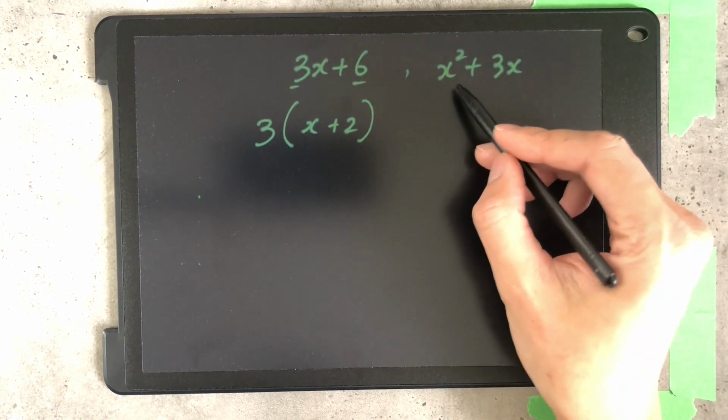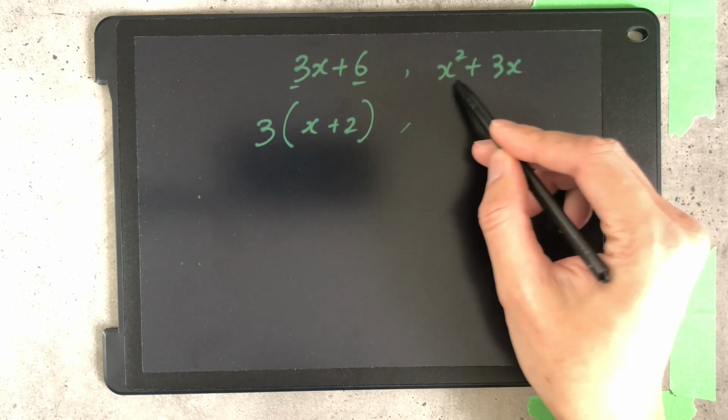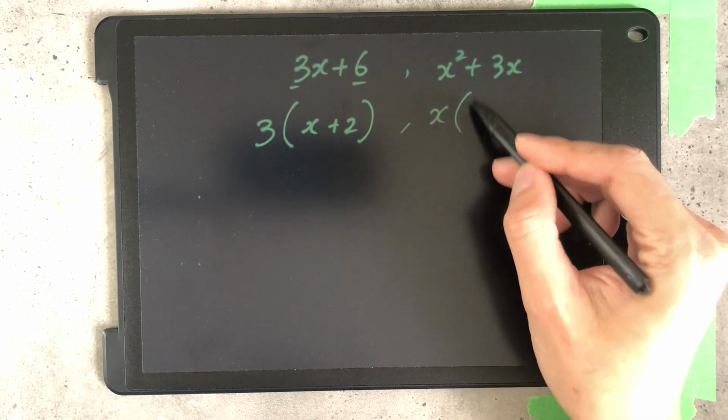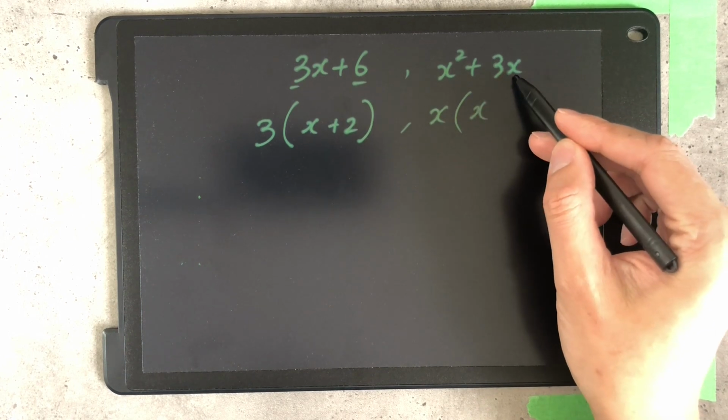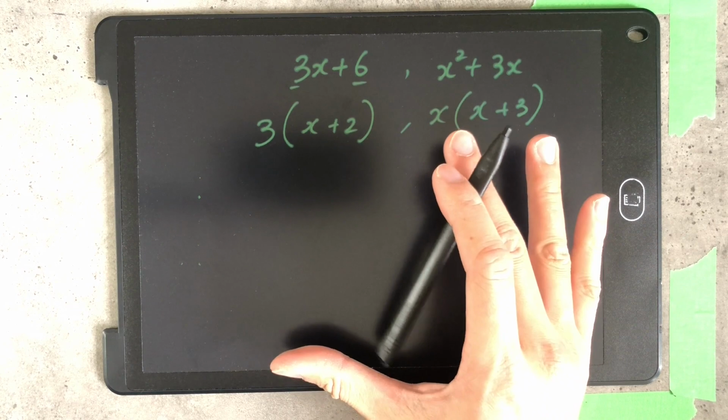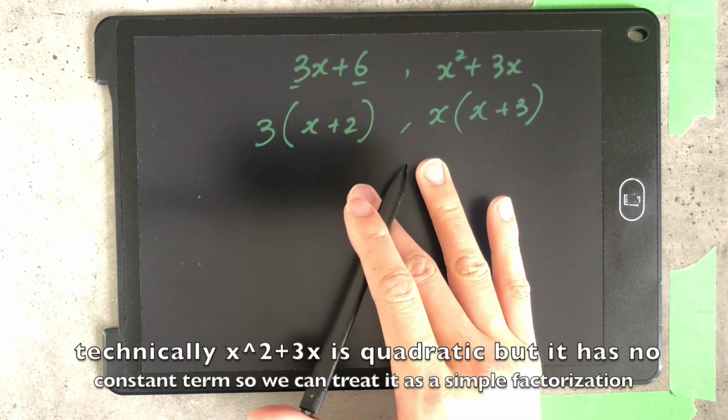And on the other side, you have x squared plus 3x. So you just notice x's on both sides, so you take out an x. So you have 1x left, and you have a 3 here. So that's how you factor normal expressions that are not quadratic.